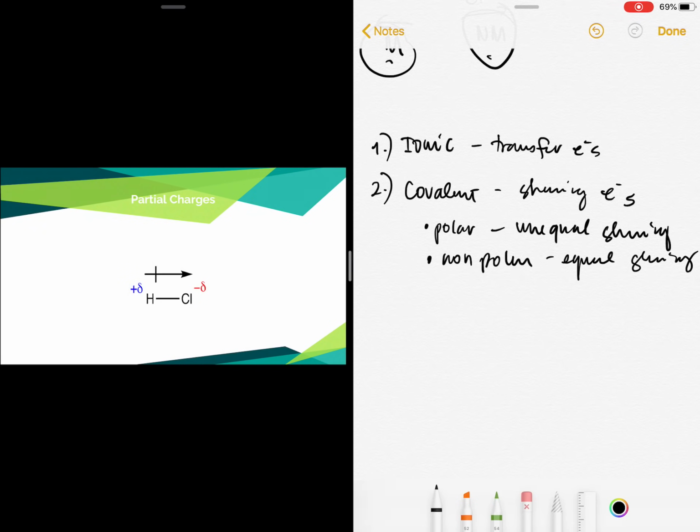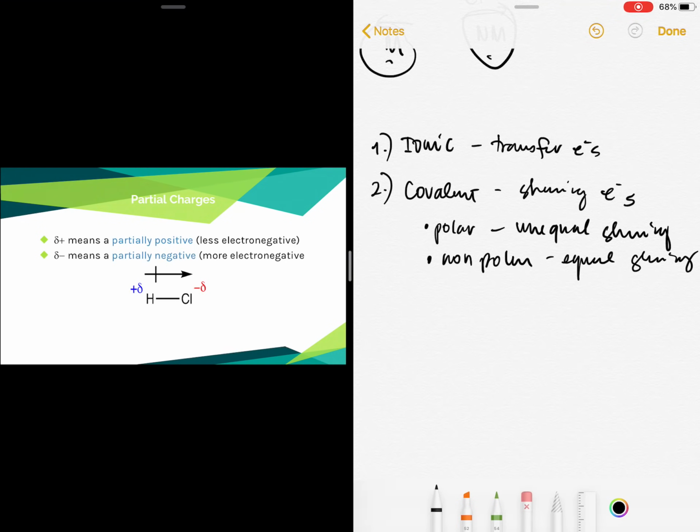So again, pag polar, there is an unequal sharing of electrons. Pag non-polar, there is equal sharing of electrons. Now let's talk about partial charges. So partial positive means less electronegative, and partial negative means more electronegative. So basically, you assign partial positive and partial negative charges to the atom that is more electronegative and the one that is lesser in electronegativity.